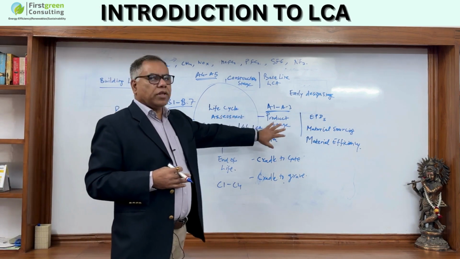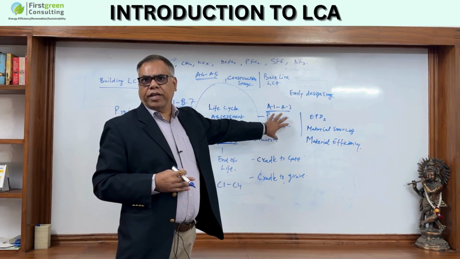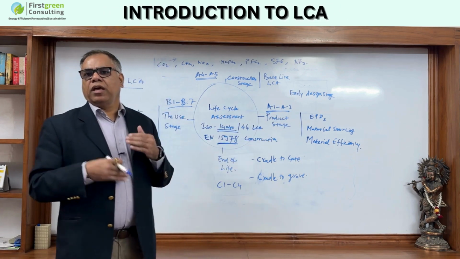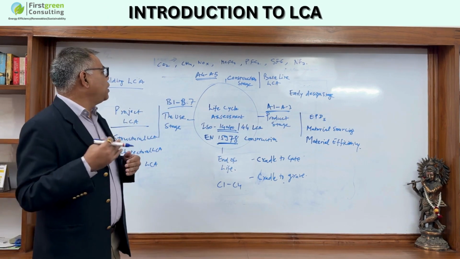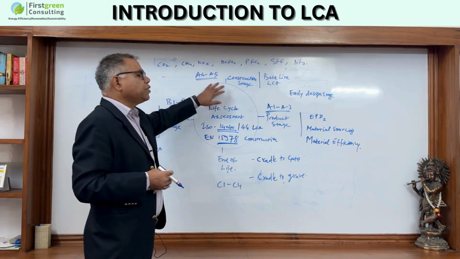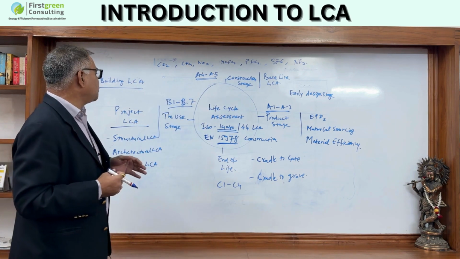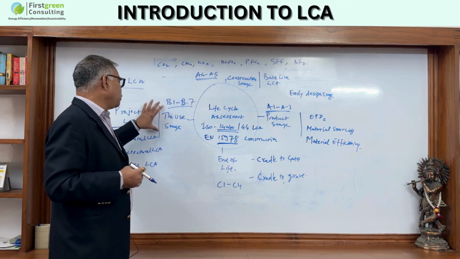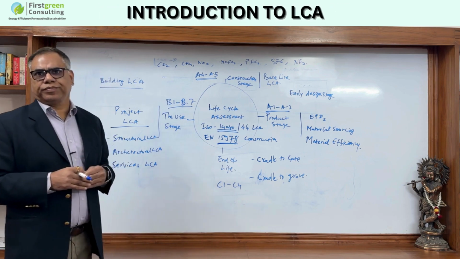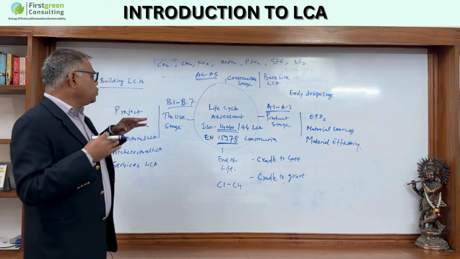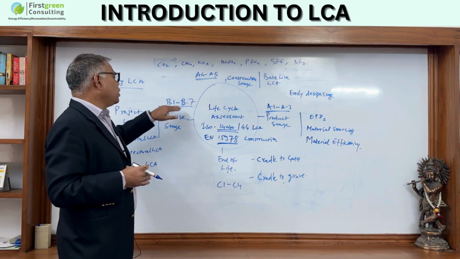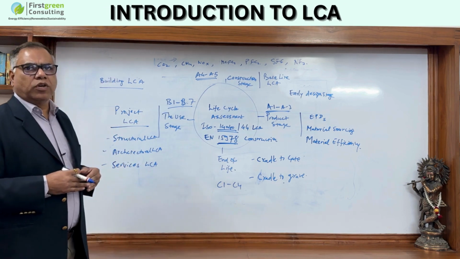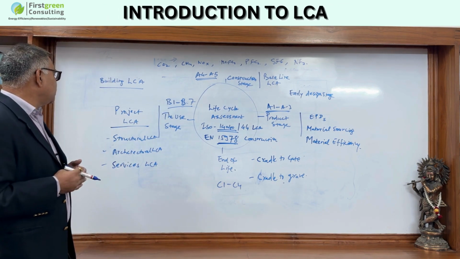So we discussed how we are calculating the emissions for the planning stage and during the construction stage, and the third type of emissions are during the use stage of the building. This use stage is known as the B1 to B7 stages. So what are those B1 to B7 stages?